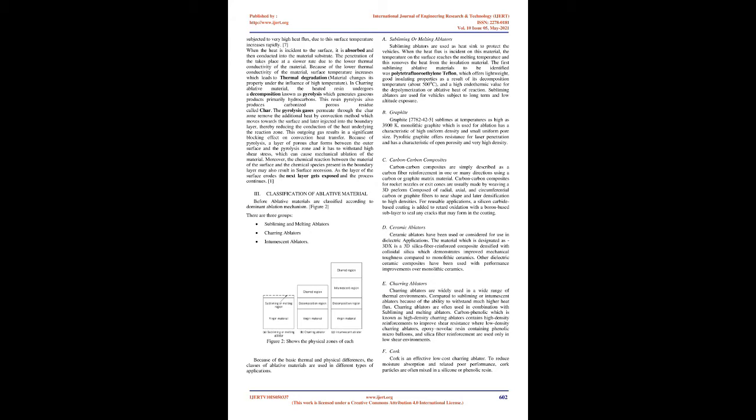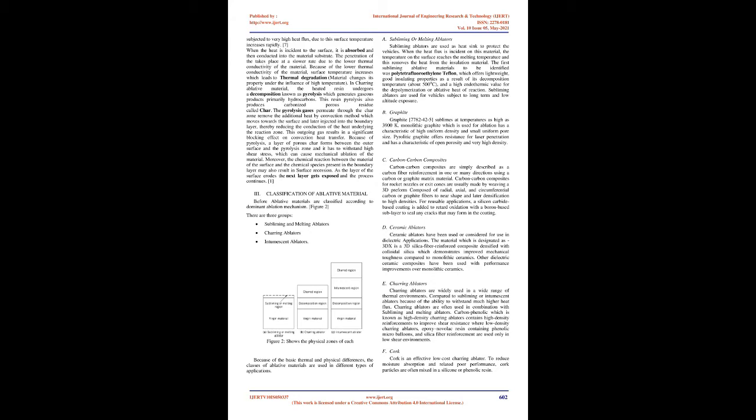In charring ablative material, the heated resin undergoes a decomposition known as pyrolysis, which generates gaseous products, primarily hydrocarbons. This resin pyrolysis also produces a carbonized porous residue called char. The pyrolysis gases permeate through the char zone and remove additional heat by convection as they move towards the surface, and are later injected into the boundary layer, thereby reducing the conduction of heat to the underlying reaction zone. This outgoing gas results in a significant blocking effect on convective heat transfer.